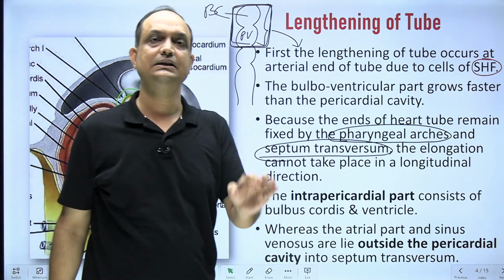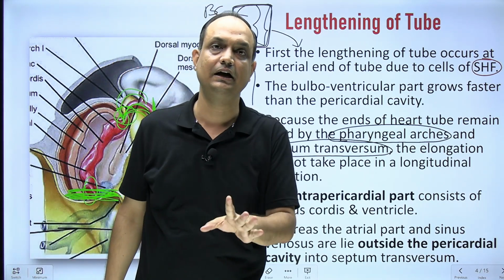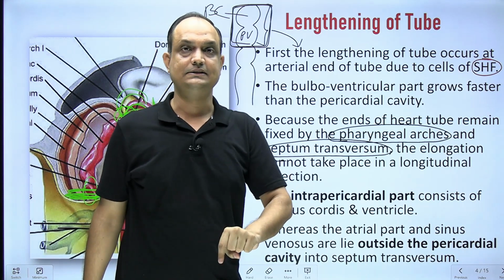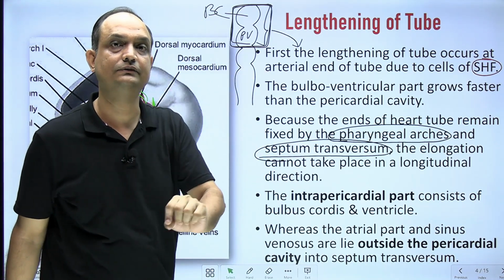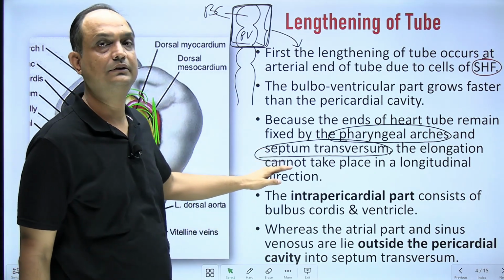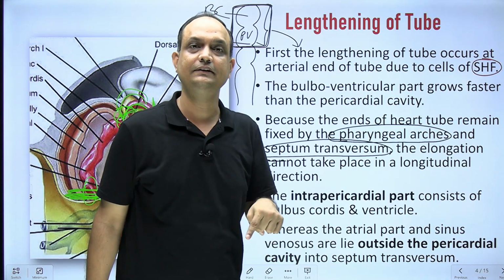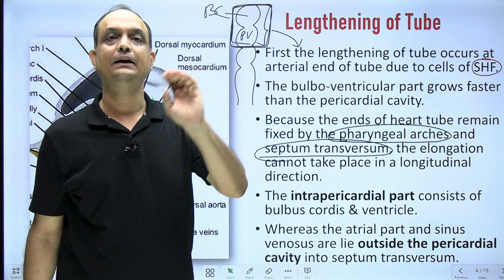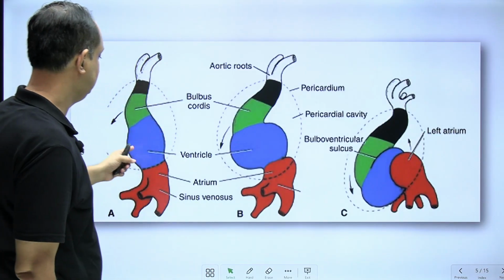When we talk about the lengthening of the tube, there are three things you have to understand. First, lengthening starts at the arterial end because of the proliferation of the cells of the secondary heart field. Second, the ends are fixed. How? The upper end is fixed with the pharyngeal arch arteries, and the lower end with the mesenchyme of the septum transversum. The middle portion of the tube is increasing, but the upper two dilatations are intrapericardial and the lower two dilatations are extrapericardial, which you can see in this diagram.